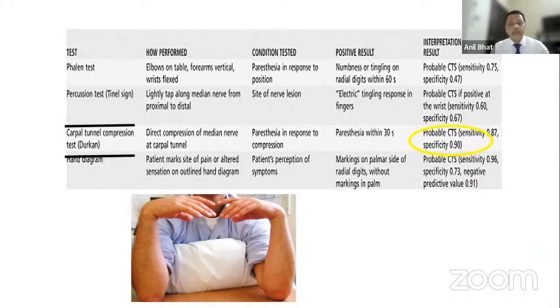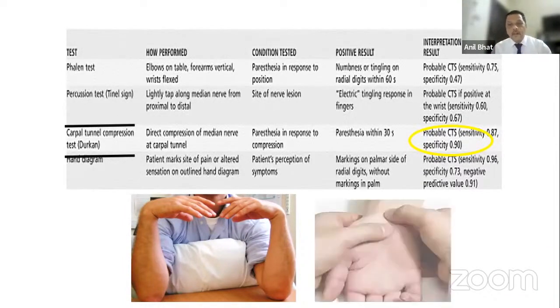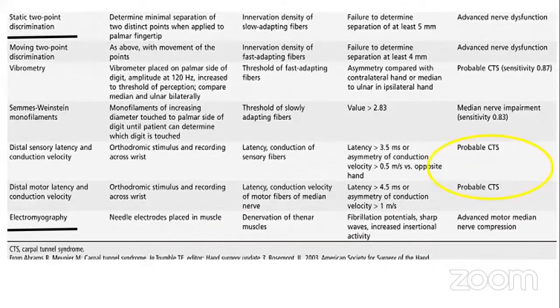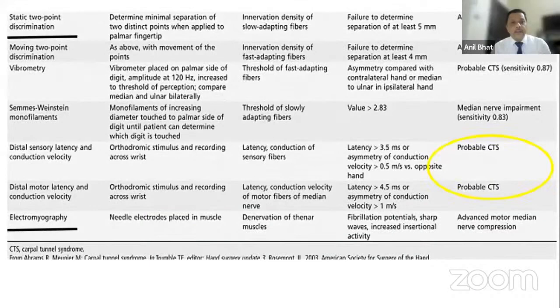And some people, even if you keep them like this, are continuously having paresthesia and things like that. Durkan's is like this, where you really compress the nerve along the course in the tunnel itself. Again, at least minimum 30 seconds. But paresthesia within 30 seconds is taken as a very specific component here compared to Phalen's, which is for 60 seconds. There are so many other tests like 2-point discrimination and of course your NCV.